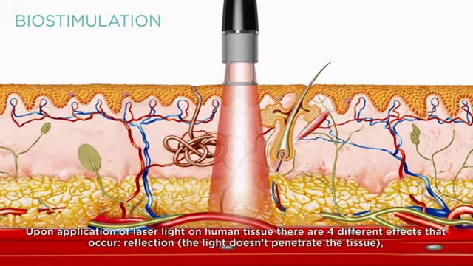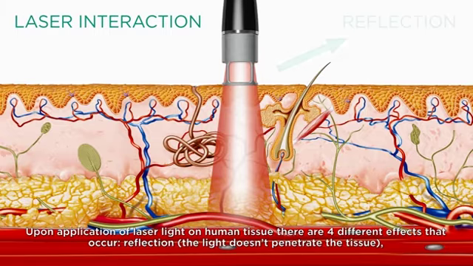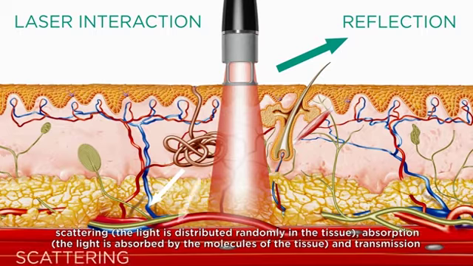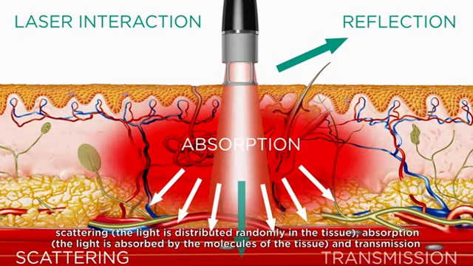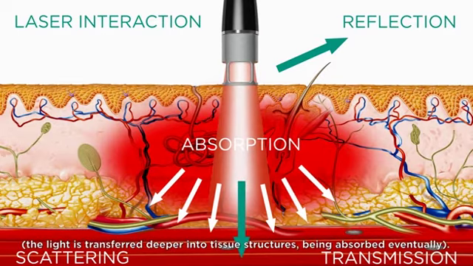Upon application of laser light on human tissue, there are 4 different effects that occur. Reflection: the light doesn't penetrate the tissue. Scattering: the light is distributed randomly in the tissue. Absorption: the light is absorbed by the molecules of the tissue. And transmission: the light is transferred deeper into the tissue structures, being absorbed eventually.